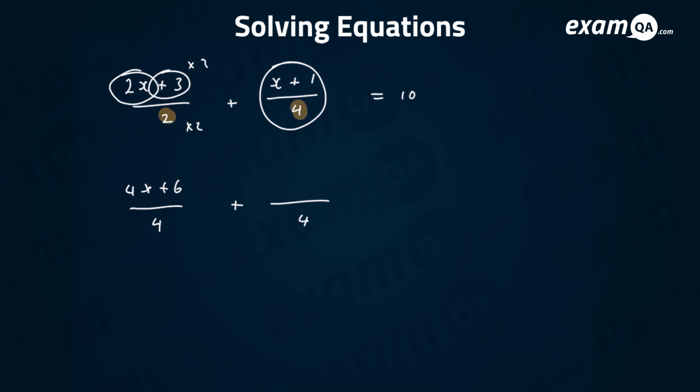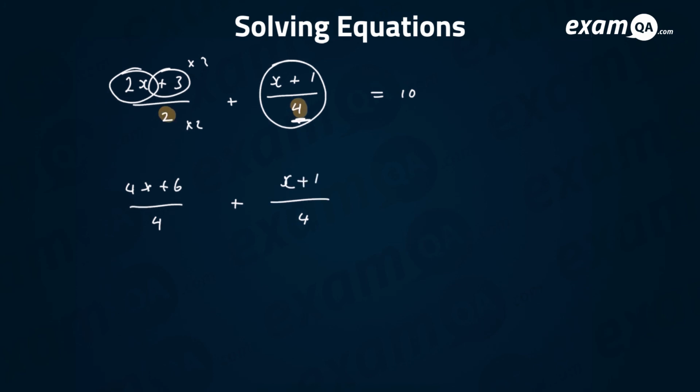Luckily, the second fraction was already over 4, so I don't need to do anything to the top of that fraction. Keep that the same. Equals 10. Also keep the same. Now, we made the bottoms the same, so what do we do? Bring it all over one fraction, and just add the tops.